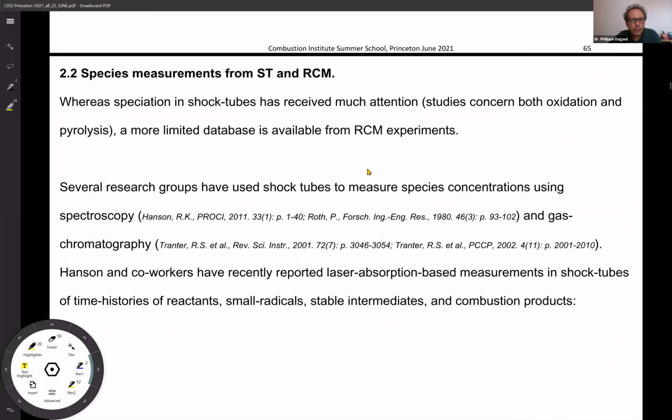Several research groups have used shock tubes to measure species concentrations using spectroscopy, particularly the group of Professor Hanson at Stanford University, and also at DLR and Duisburg University in Germany. Gas chromatography was also used. There is a paper in the Review of Scientific Instruments from Rob Tranter, which describes that, and another one by the same authors in PCCP. Hanson and co-workers have recently reported laser absorption-based measurements in shock tubes of time histories of reactants, small radicals, some stable intermediates, and combustion products.